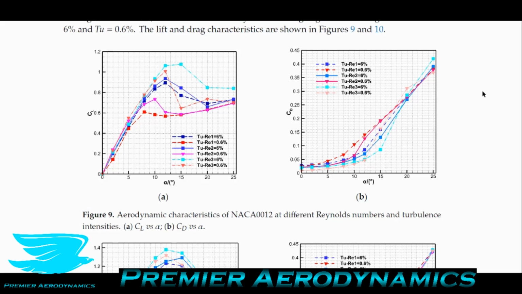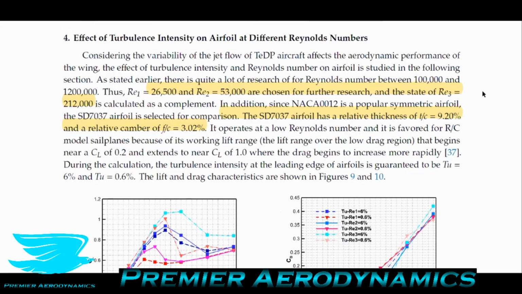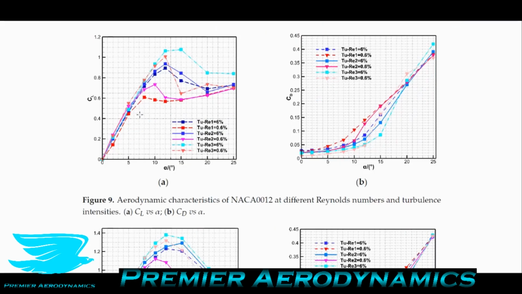So one example here is at a Reynolds number of 26,500. For a low turbulence intensity of 0.6%, the stall angle of attack was 9 degrees. When you bumped it up to 6% turbulence intensity, stall angle is now 12 degrees, so it's 3 degrees higher. And this is a very similar thing across the board.